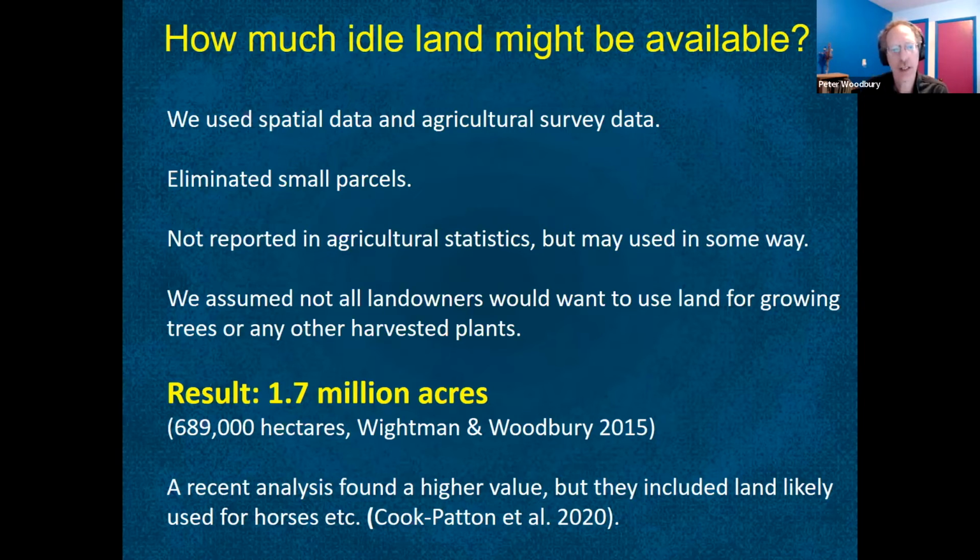We also assumed that not all landowners would want to use this land for any purpose, whether it's growing trees or any other type of harvest. And to jump to the result, after applying some of these filters about small parcels, sloping lands, as well as landowner interest, we came up with an estimate of 1.7 million acres. Just to be clear, there's much more of this land out there, but we don't think it's likely that all of it would be used for any particular purpose.